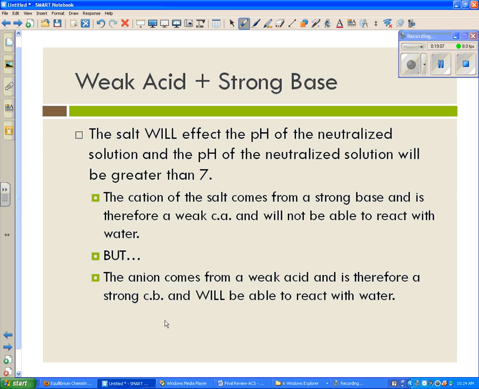The cation of the salt comes from a strong base and is therefore a weak conjugate acid. It will not react with water. So the cation will not affect the pH of the solution, just as we saw in the previous set. But the anion coming from a weak acid will be a strong conjugate base and will therefore be able to react with water. Because it acts as a base, it will produce a basic solution at the point of neutralization.